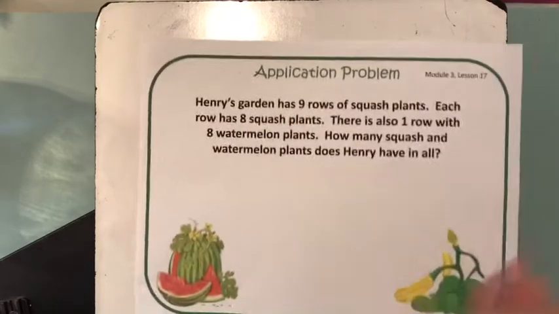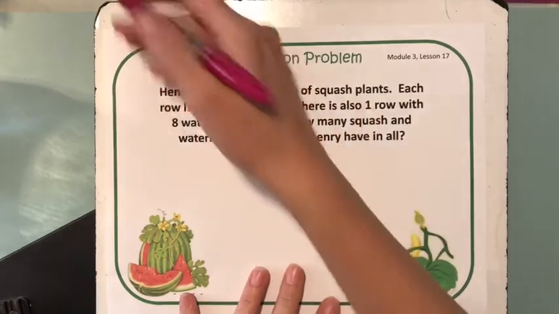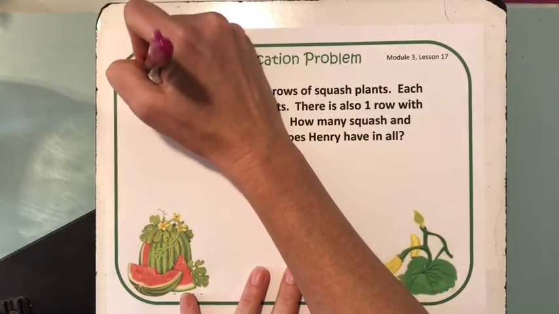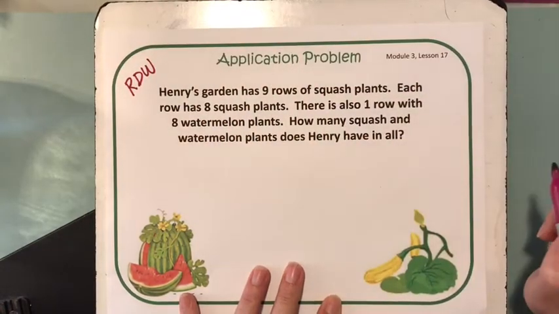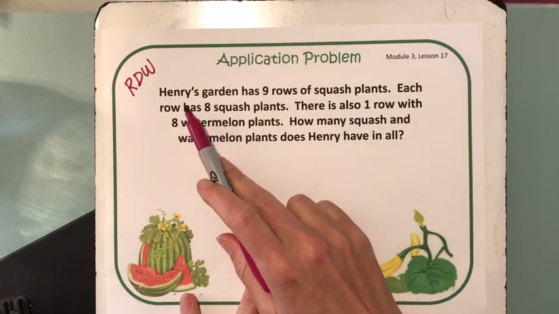Before we get started on that, let's do the application problem. If you would like to do it with me and write it down in your book, it is on page 101. You can pause the video and get your book out. All right, here we go. Remember we're going to do our RDW, and we have not done an application problem in quite a while. Let's read it first.